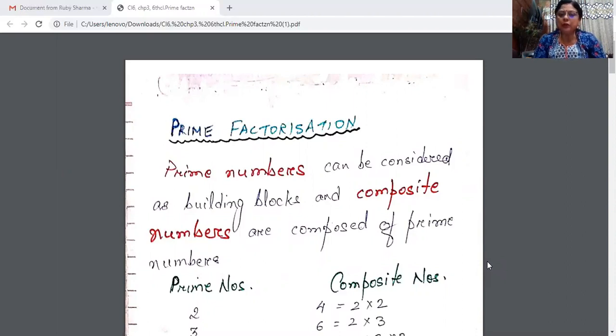Factorization involves factors. Now, prime numbers can be considered as building blocks. Now, this is not the definition of prime numbers. It is just for you to understand in context to prime factorization. Suppose you know what building blocks are, which children play with, isn't it, to make certain structures? So similarly, prime numbers can be considered as building blocks, and composite numbers are composed of prime numbers. Now here I've shown you some examples.